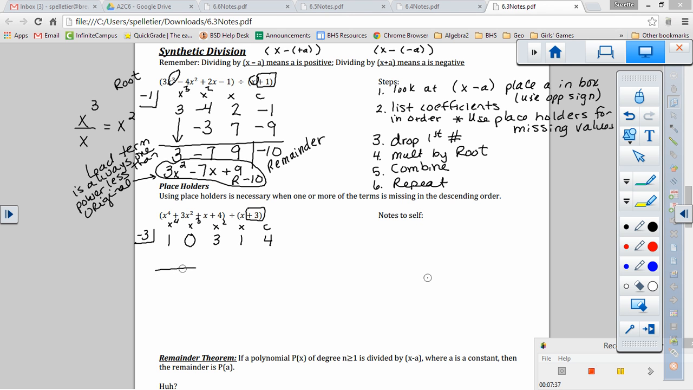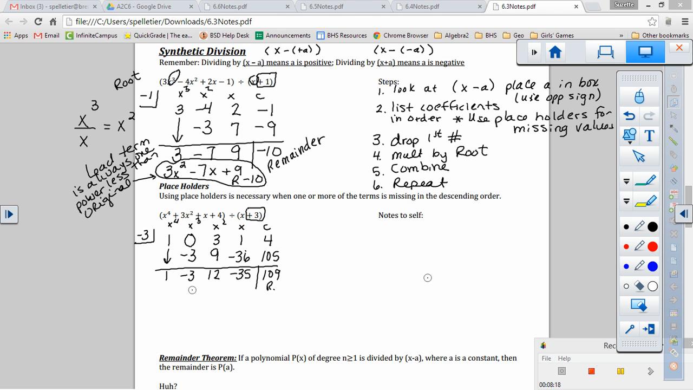We're going to make some space. Drop the 1. 1 times negative 3 is negative 3. Negative 3 plus 0, or combine, is negative 3. Negative 3 times negative 3 is positive 9. Combine, 9 plus 3 is 12. 12 times negative 3 is negative 36. Negative 36 and 1 is negative 35. Negative 35 times negative 3 is positive 105. Combine to get 109. So remember, this is your remainder.